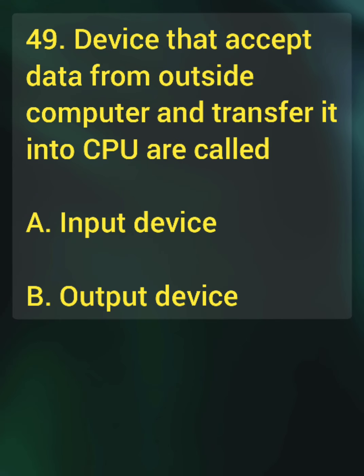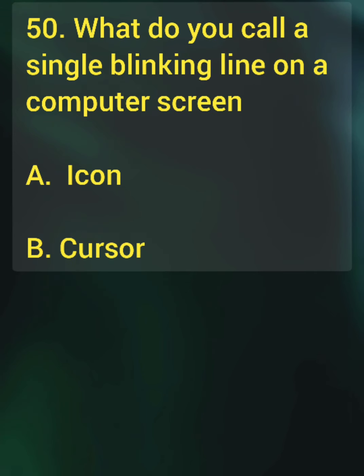Devices that accept data from outside computer and transfer it into CPU are called A, input device, B, output device. And the answer is A, input device. What do you call a single blinking line on a computer screen? A, icon, B, cursor. And the answer is B, cursor.